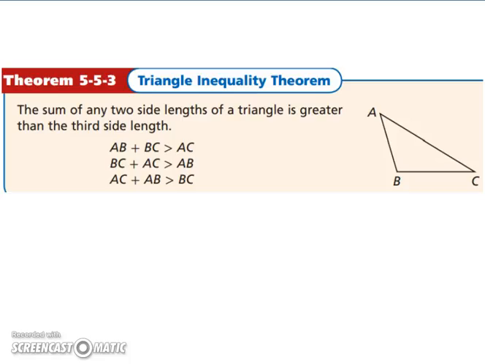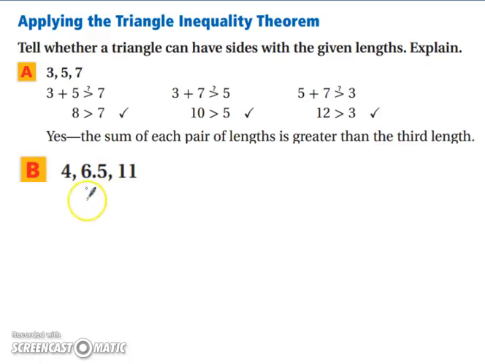This brings us to the triangle inequality theorem. The length of 2 of the sides has to be greater than the 3rd side. No matter which way you look at it, it has to happen. So let's practice. For the first one here, if we add 3 and 5 together, is that greater than the 3rd side of 7? Yes. Okay, so we're good to go.